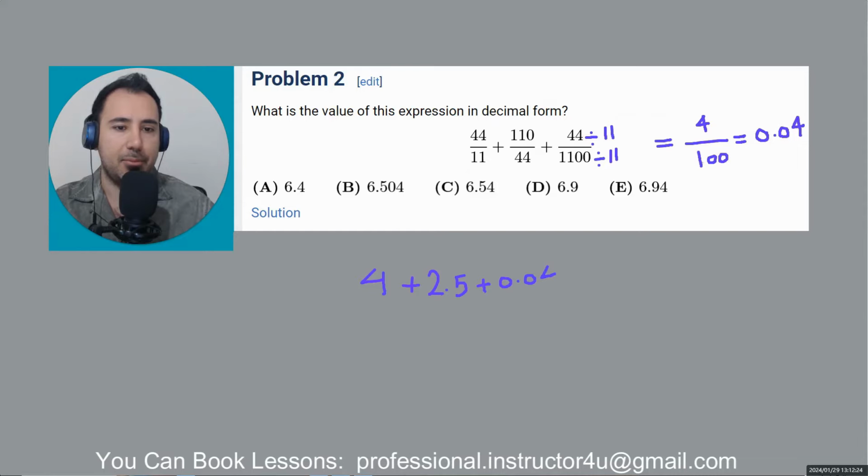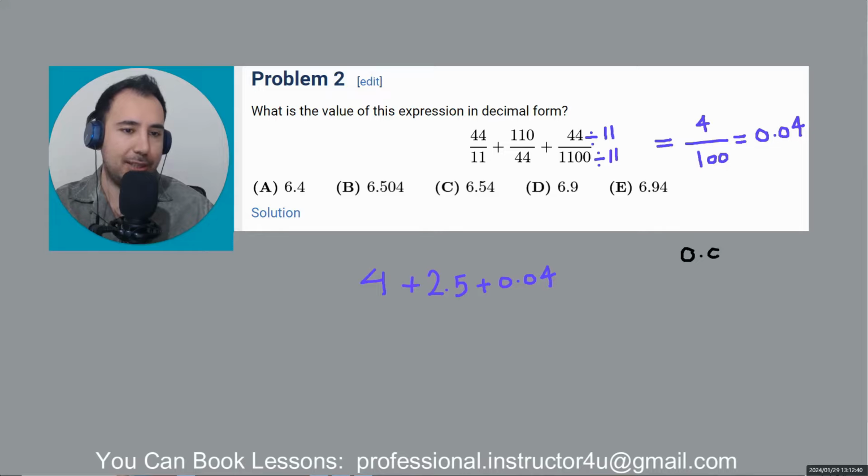0.04. Okay. So still, I'm sure some students will make mistakes at this part. So I'm gonna write it vertically. And the reason will be something like this.